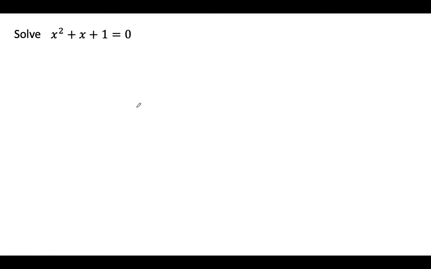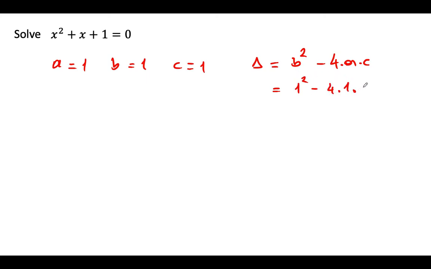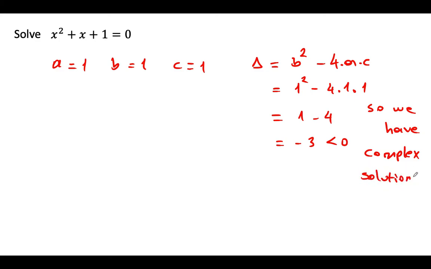Now here, in order to solve this question, I could do it the same way, but I will directly use the formula. A is 1, B is 1, and C is also 1. So delta is equal to B squared minus 4 times A times C, which is 1 squared minus 4 times 1 times 1. It is clear that 1 minus 4, which is negative 3, is less than 0. So we have complex solutions, and we do not have real solutions.